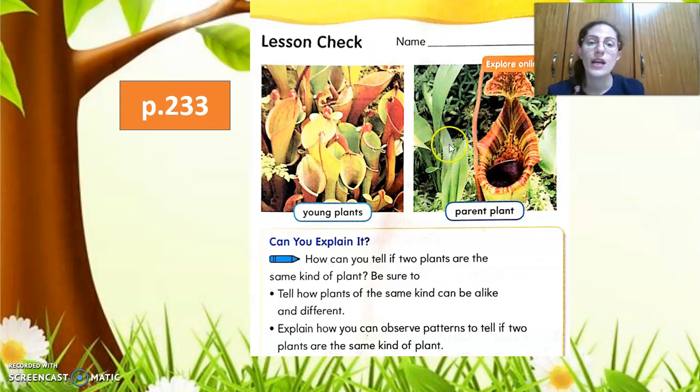But if they have different sizes, it's okay, because the young plant has different sizes than its parent and a slight change in its color. So as it grows up, it will look more like its parent.